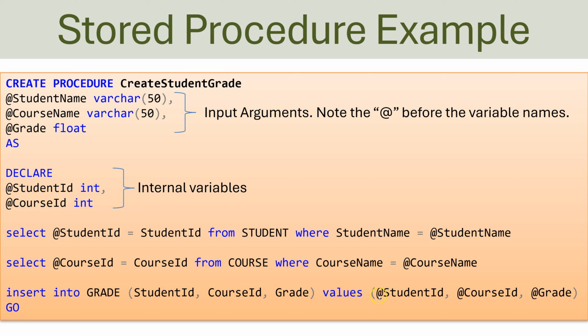And then we use these variables here and we insert the grade. So then insert into grade, student ID, course ID, grade, values, and then @studentID, @courseID, and @grade, like this. Where @grade is an input argument, but the course ID and the student ID are internal variables that we select information from the database based on the student name and the course name, which are input arguments to the stored procedure. So let's create this stored procedure in the SQL Server Management Studio.